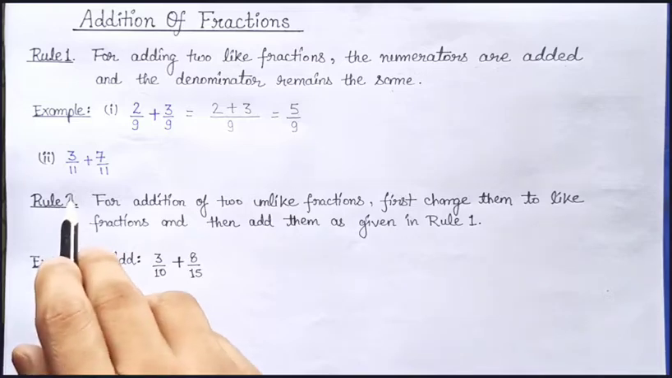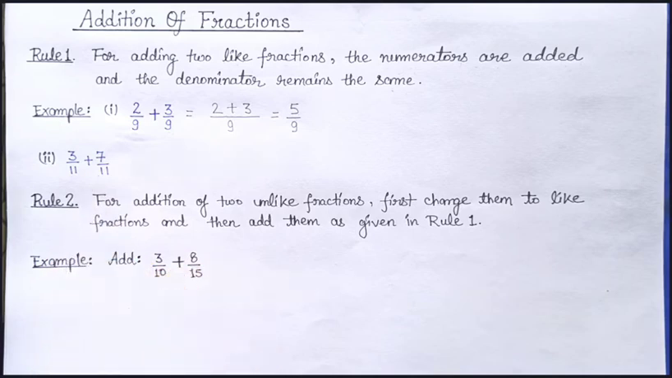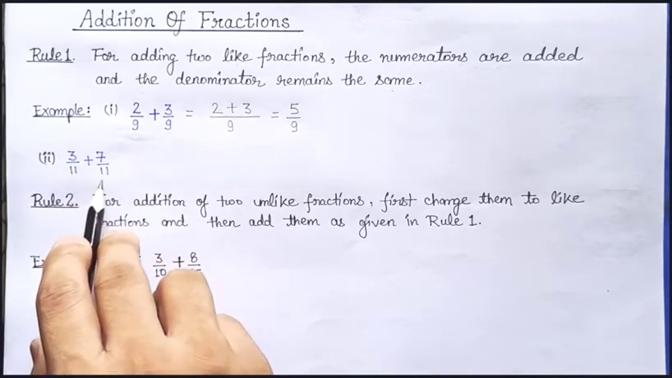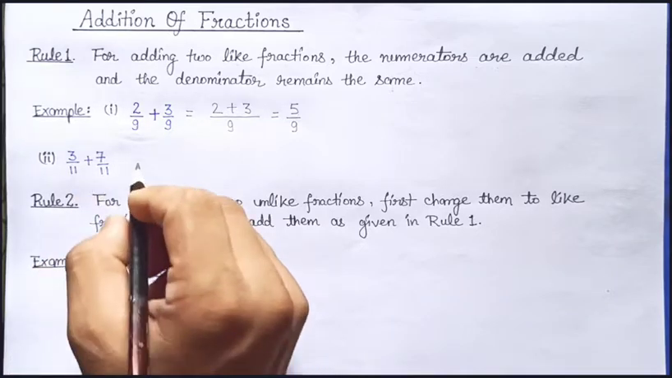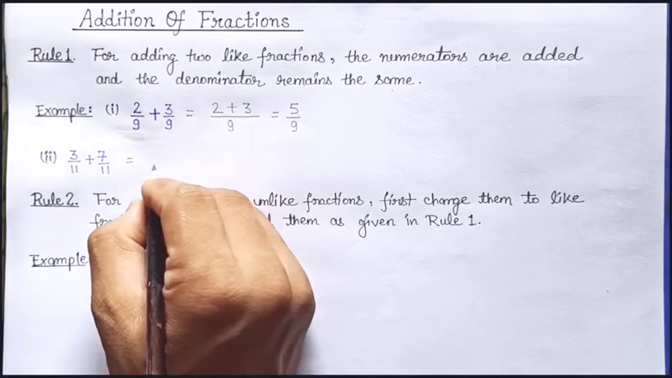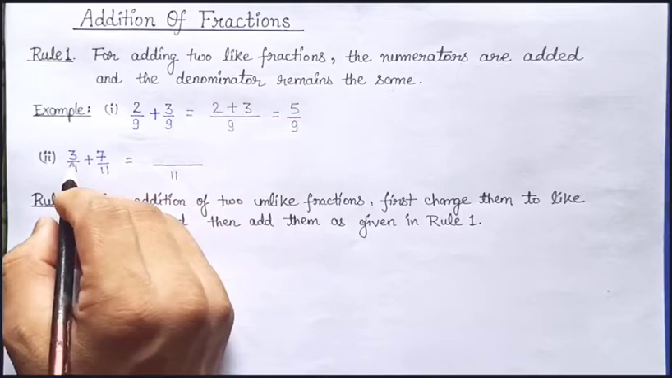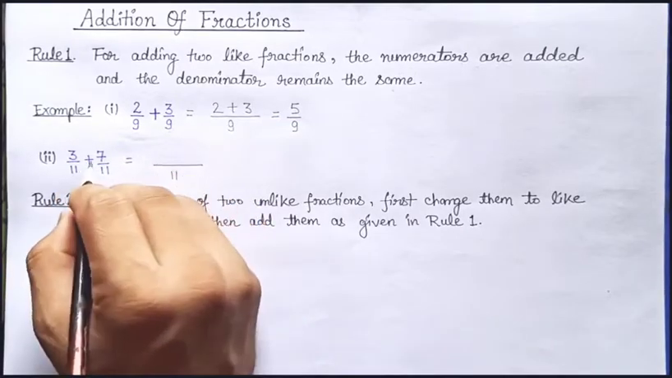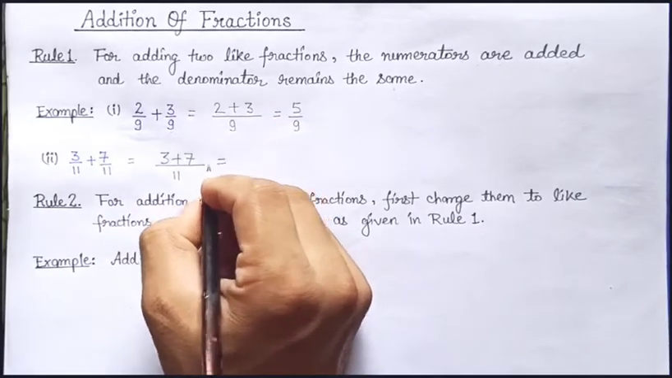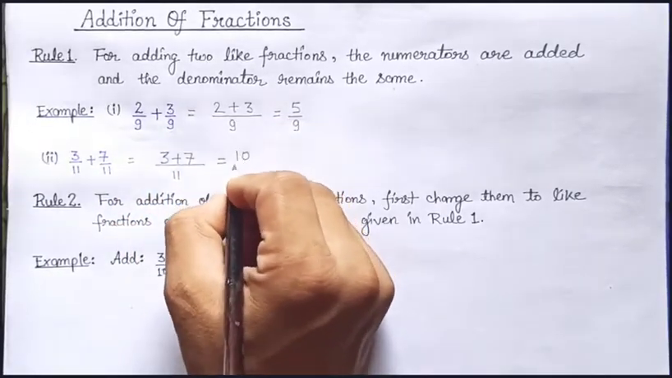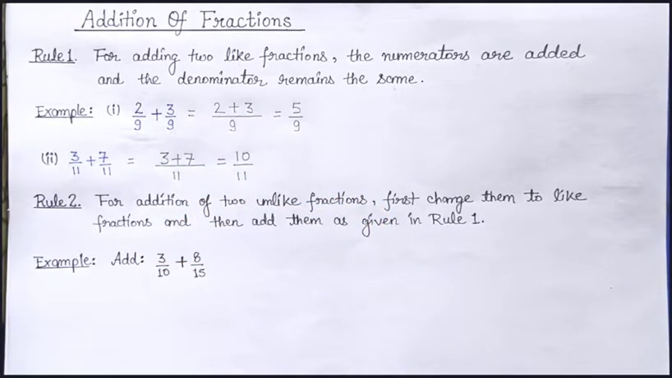Again, our second example is to add 3 divided by 11 plus 7 divided by 11. Again, you can see that the given two fractions have the same denominator, that is 11. So these are like fractions. We proceed in the same manner: we put the same 11 in the denominator and in the numerator we just add the numerator values, that is 3 plus 7, which is 10, divided by 11. So our result is 10 divided by 11.